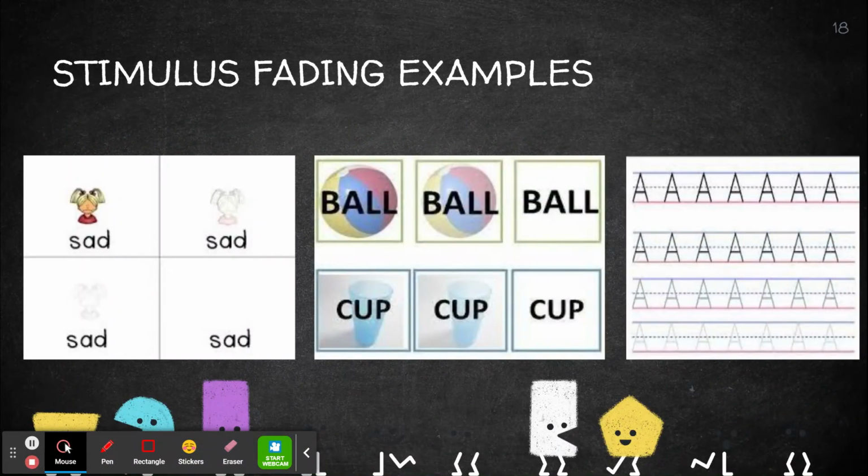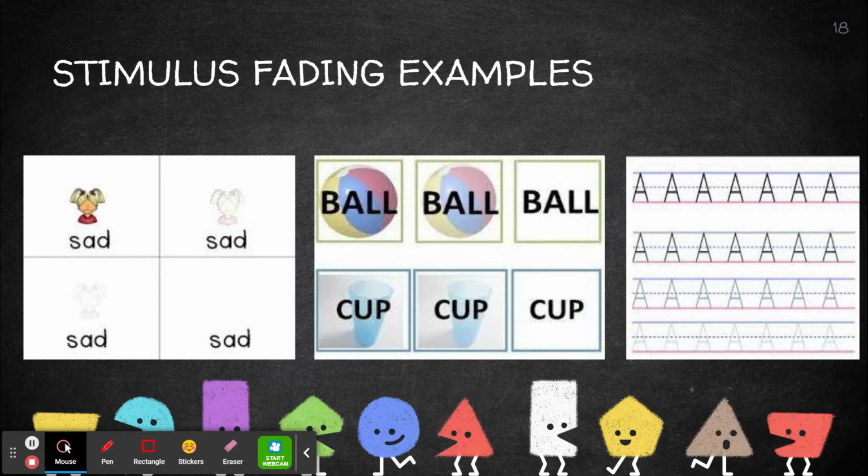Okay, so stimulus fading. See how it's fading out. Girl's sad. You can still see the girl, less girl, no girl, but the word sad is still there, right? Ball, same thing. Cup, same thing. Even this with practicing writing, we're going to slowly fade it out.